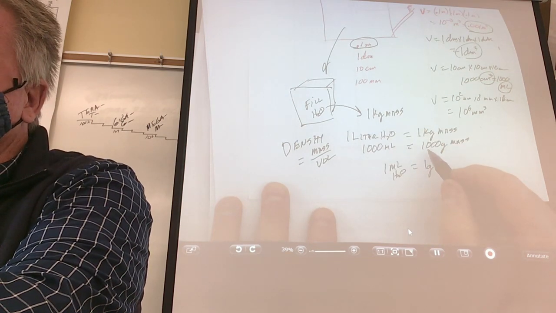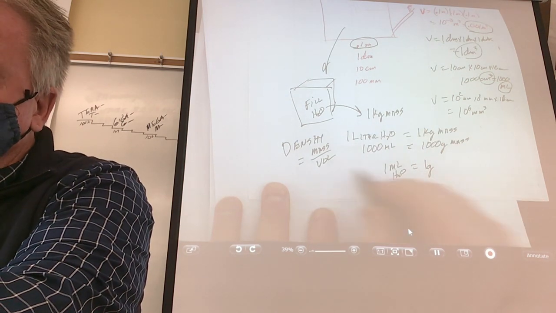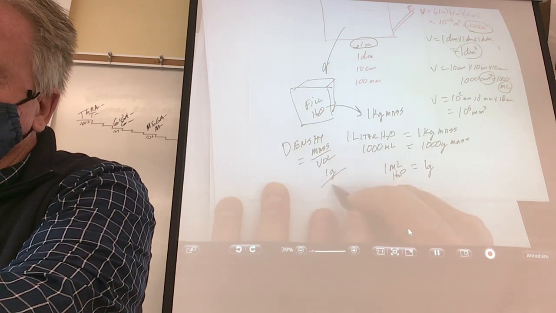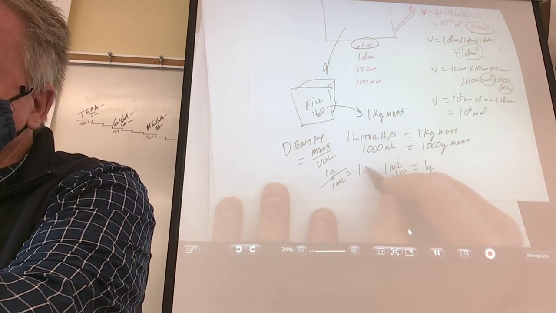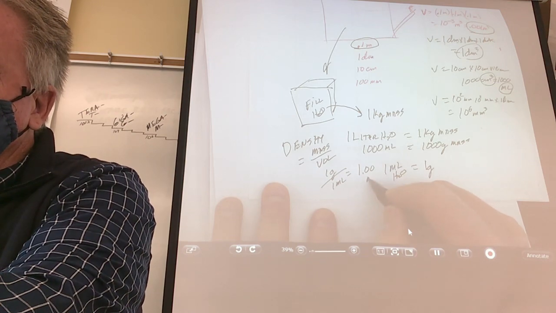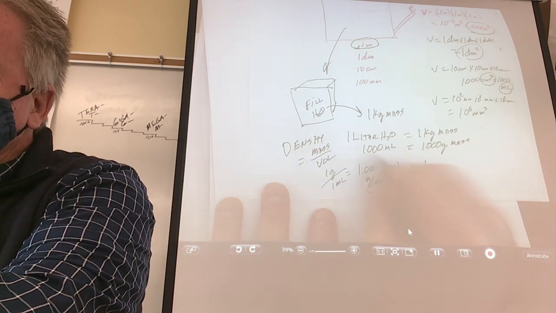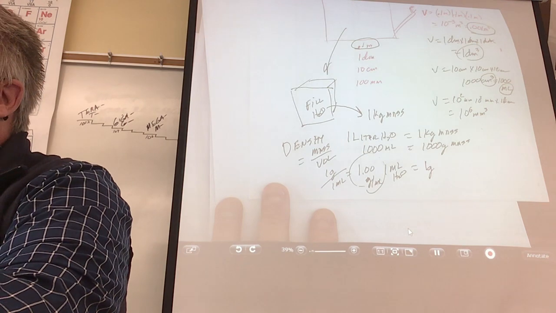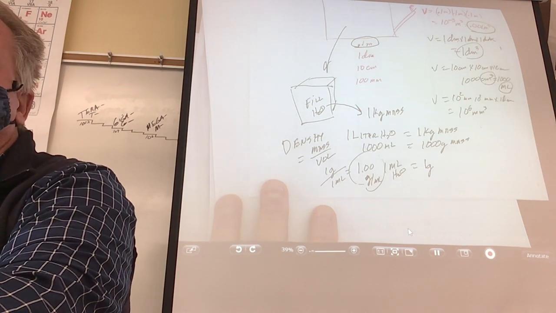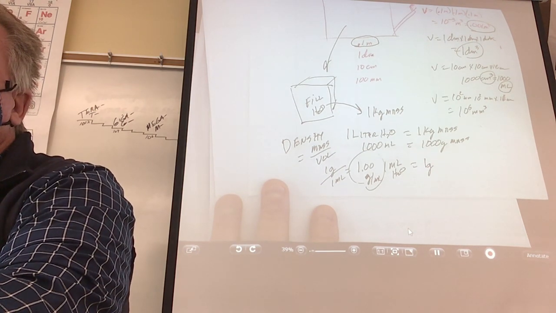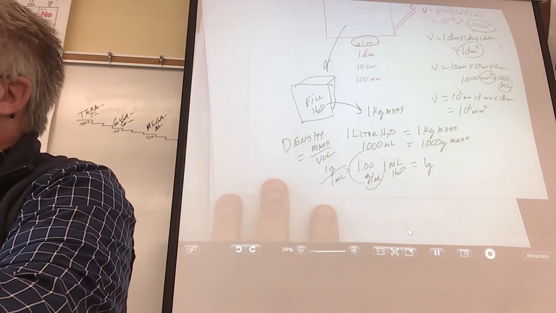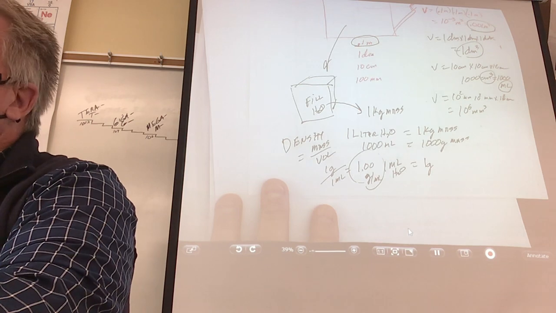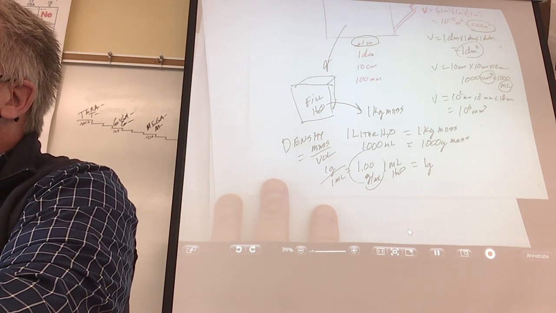Watch what they did here. What's the mass of this water? 1 gram. What's the volume? What's the density of water? They purposely made the density of water to be what simple number? One. One gram per milliliter.